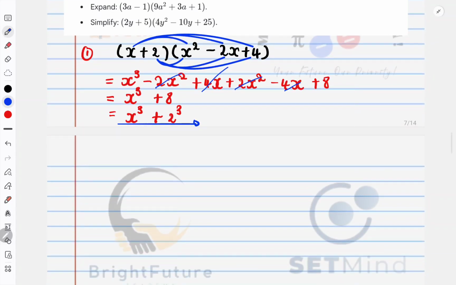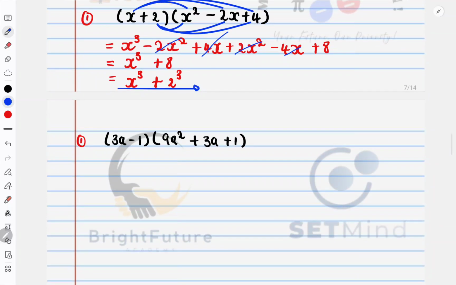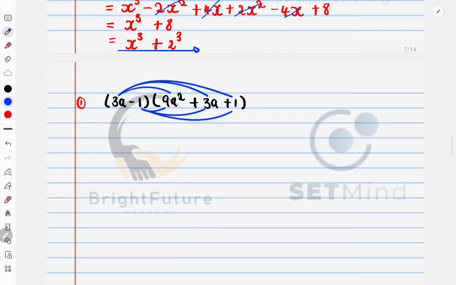Okay, and then for the following sum, we are asked to expand (3a − 1)(9a squared + 3a + 1). Distributive law all along.